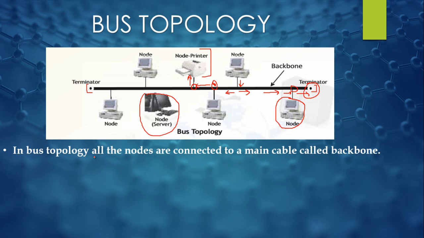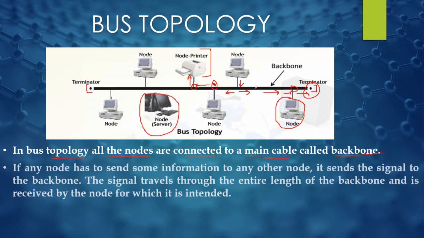So what are the points that we have to remember about this? In bus topology, all the nodes, meaning all the systems, whether it is a printer, server, anyone, are connected to a main cable called the backbone. So this central cable, through which all the systems are connected, is also called the main cable or the backbone cable.